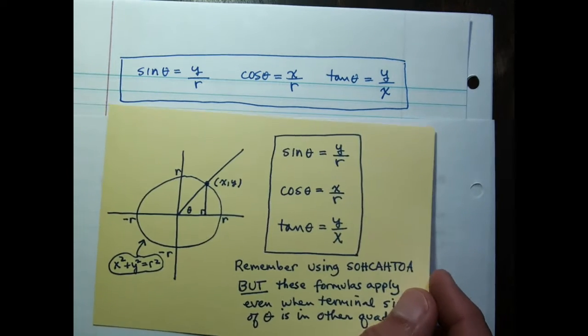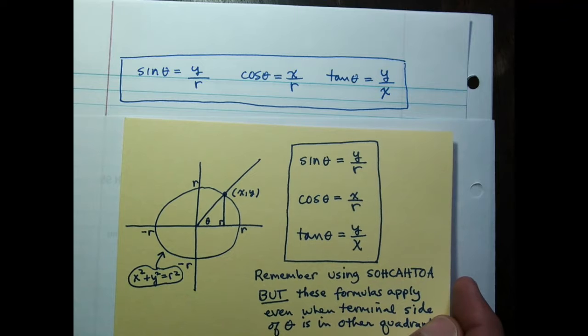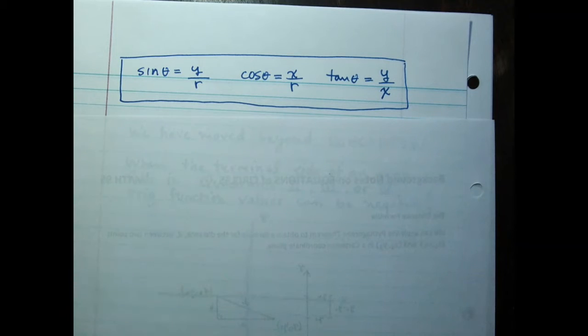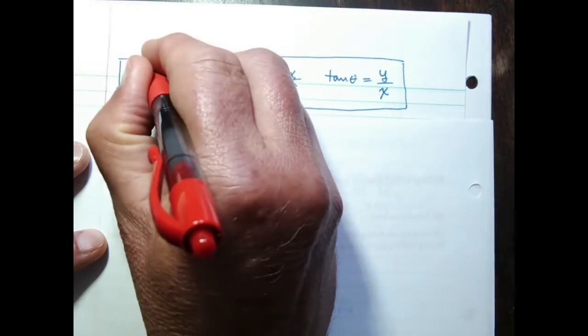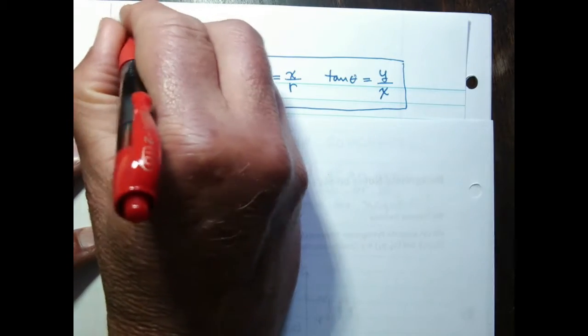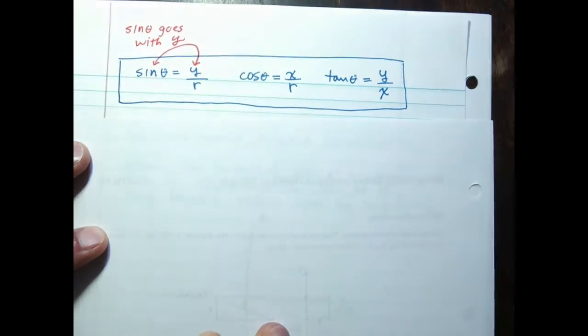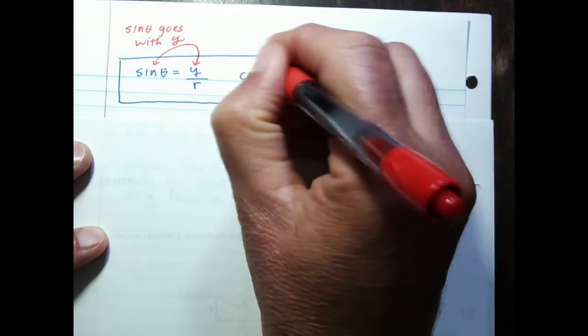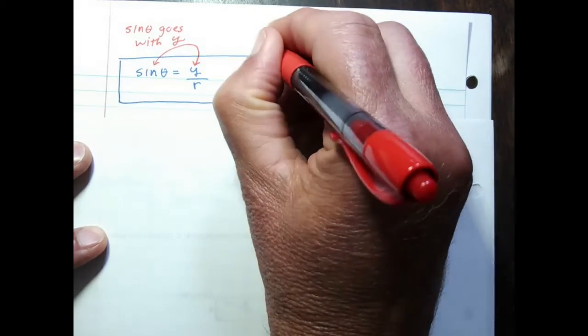So I want to take a minute to just make a few more observations about these new formulas we have. I just recopied them here at the top of the white sheet. Sine theta is y over r, cosine theta is x over r, tan theta is y over x. One is that for the rest of your lives, sine theta goes with y coordinates, and cosine theta goes with x. You got to get that straight.